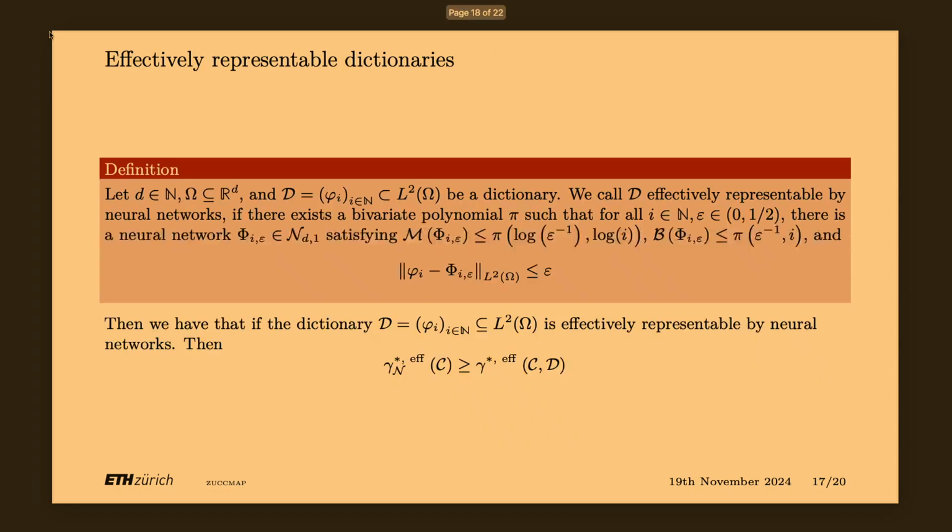Well, actually, in order to do that, we need to introduce the concept of dictionary. We can again reuse all the work that was done for dictionaries. We can define the concept of dictionaries that are effectively representable by neural networks. Essentially, the idea is that for every element in the dictionary, there exists a neural network that behaves properly.